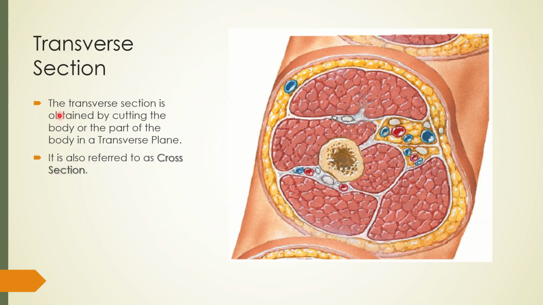The transverse section. The transverse section is obtained by cutting the body or part of the body in the transverse plane, as the word indicates. It is also referred to as a cross section. It is the section obtained by cutting the body in the horizontal plane. Look at the image. We have a transverse section or cross section of our upper limb. Here is the arm bone, the humerus. Here is the musculature. Here are the arteries, veins, and nerves, and here the skin. So it is the cross section. It is a transverse section.